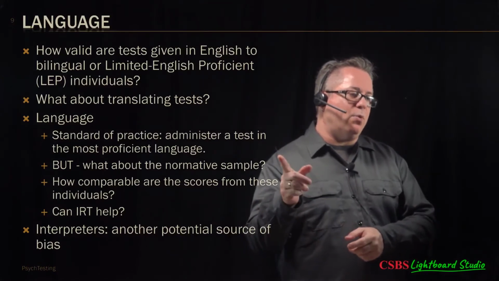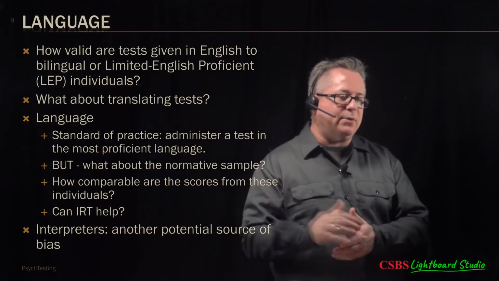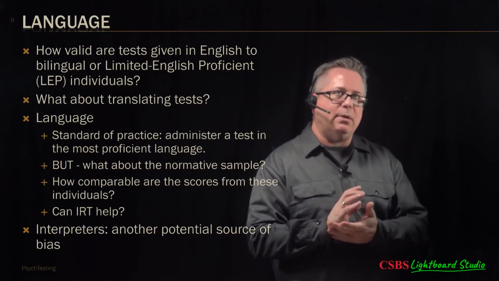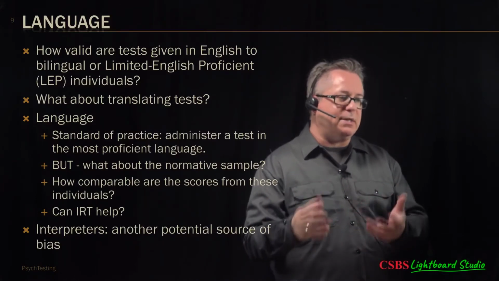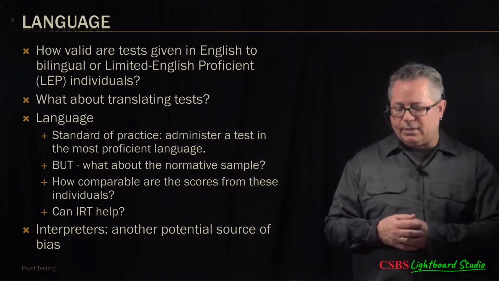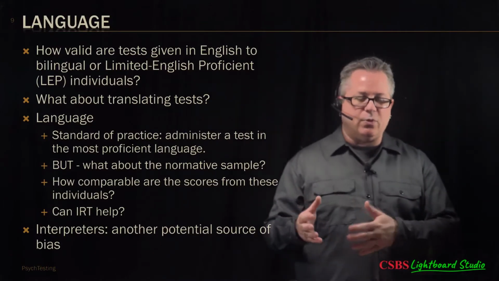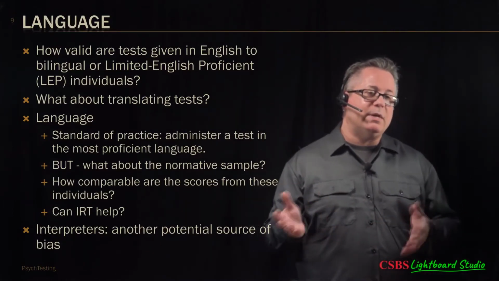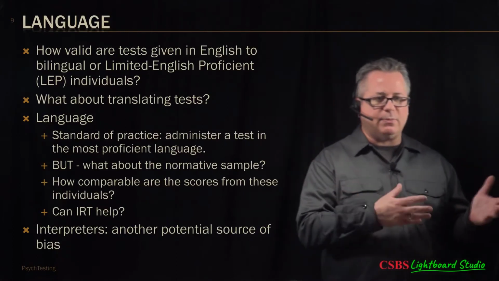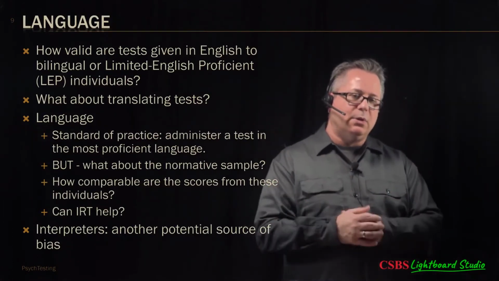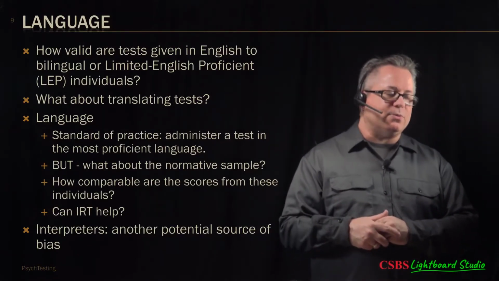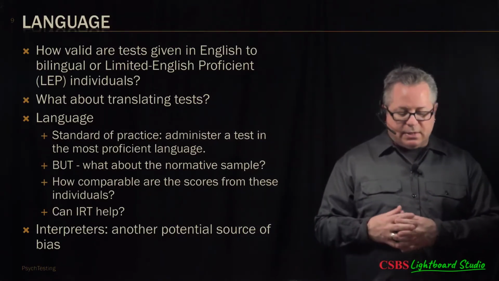But then how do you norm that out? That becomes complicated too. You need a normative sample of Spanish-English bilinguals taking the test in Spanish to see where they are. And that applies to aptitude, but even to something like depression or other things. You can't norm it based on the same samples, so it just adds to the complications. And how comparable are scores from these individuals? That's really what it comes down to.